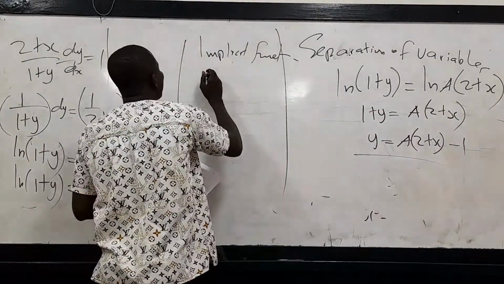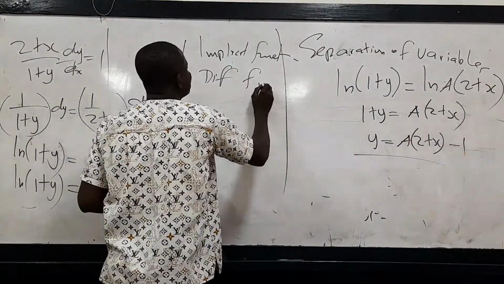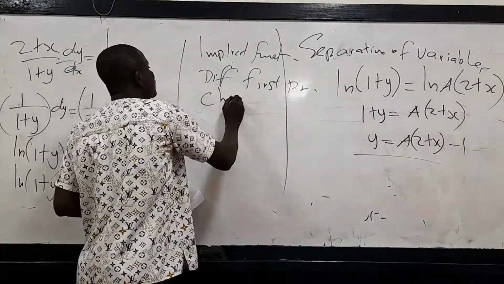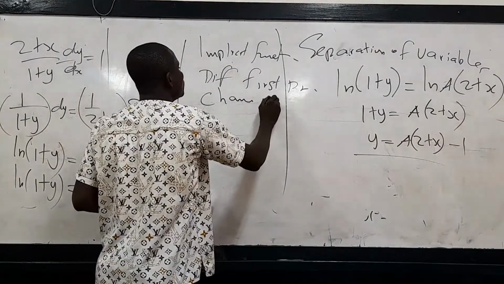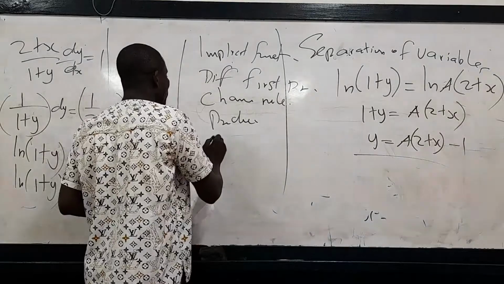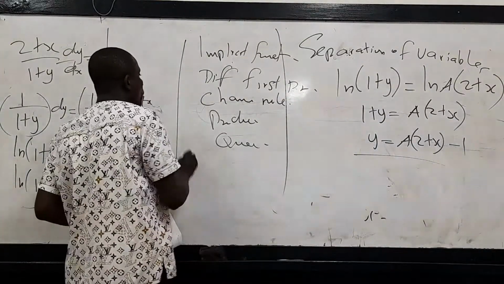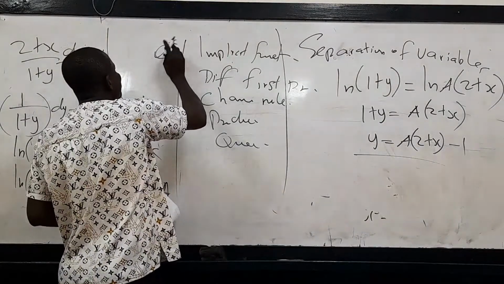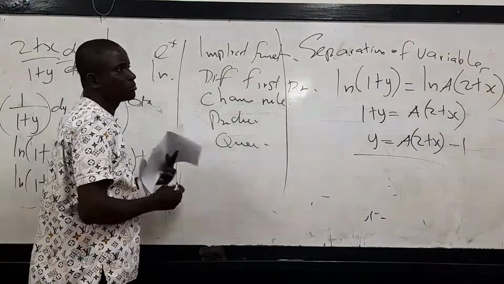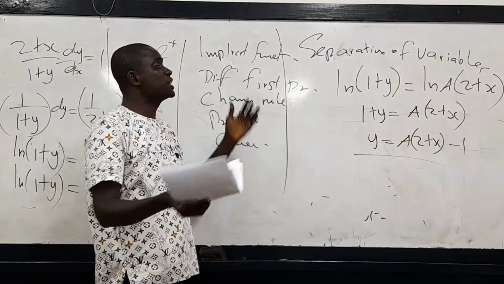We also dealt with differentiation from first principle. We did that. Then the chain rule. Then we dealt with the product rule. We dealt with the quotient rule. We learned how to integrate and differentiate expressions involving this, and then involving ln, and so many more. And then we have integrated a lot.